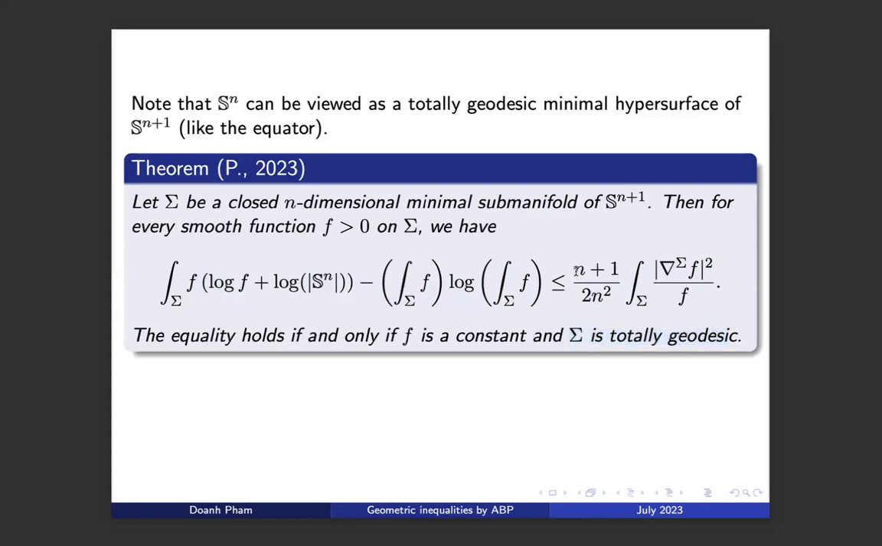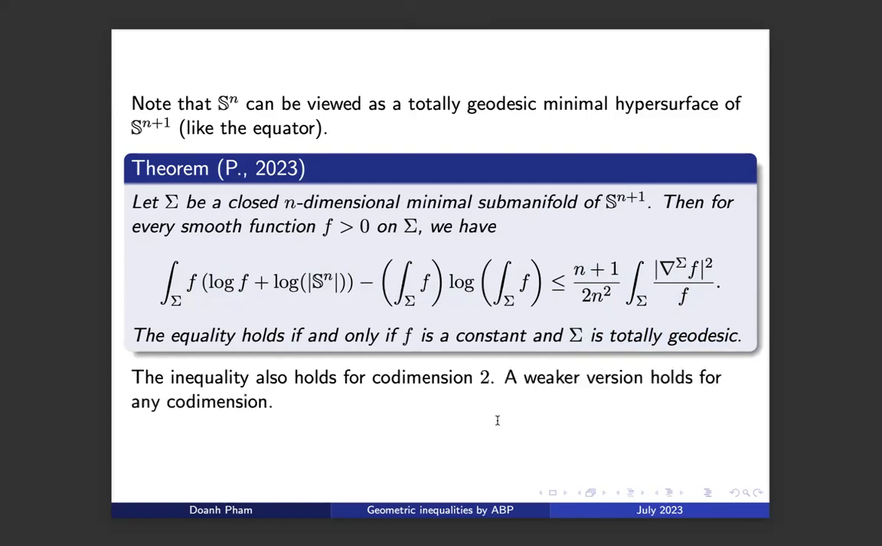Even though we don't have a sharp constant, the equality can happen because in that case, both the left and the right-hand side are 0. We also note that a weaker version of this inequality holds for any codimension. In the weaker version, the constant on the left-hand side is not log |S^n|, but a weaker constant.